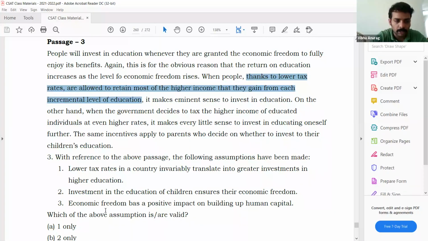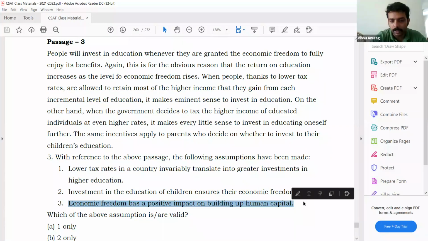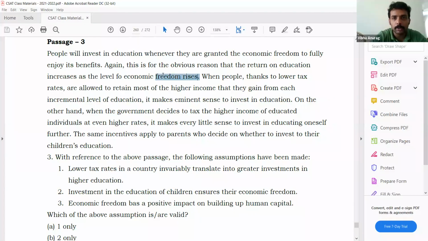How can we conclude 3? Economic freedom has a positive impact on building up human capital. Human capital is education. So when people have economic freedom, what do they do? They are more likely to invest in education. So that's how we know. And it's not about concluding, it's whether the author believes it. They're asking for assumptions. So what does the author believe? We are not trying to conclude the statement. Does the author believe that economic freedom has a positive impact? Yes, he believes that, because he's saying the same thing.